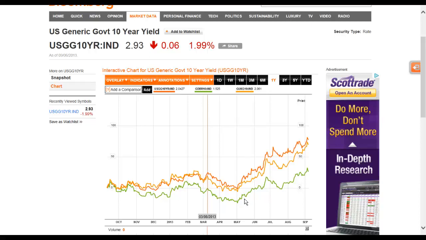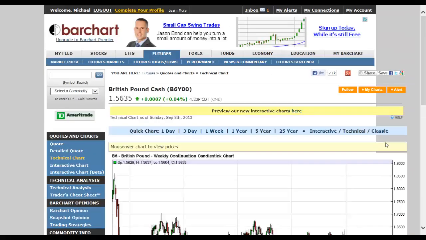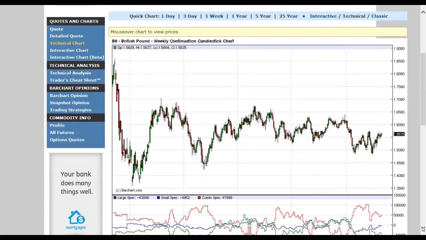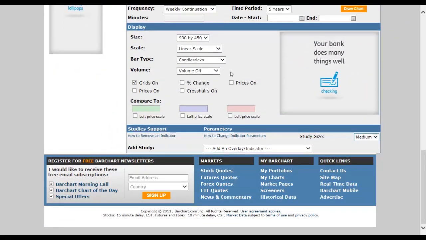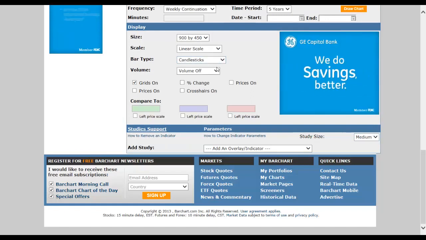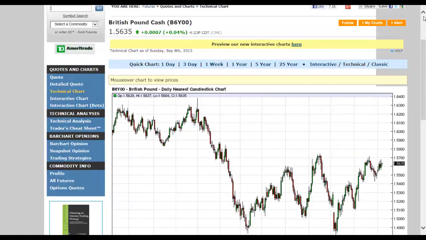Now, just for completeness' sake, we're going to look at the British pound. We're just going to show you the effects again, not that we're going to be utilizing the cable in our examples, but I want you to see that the effects are similar with this pair as well.